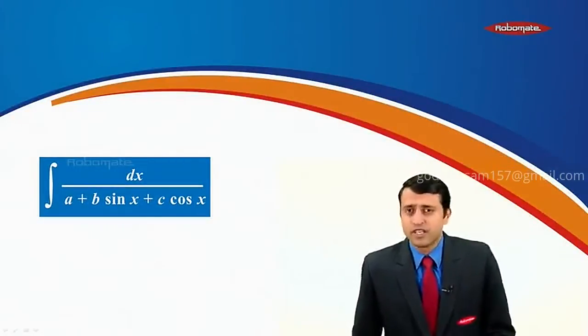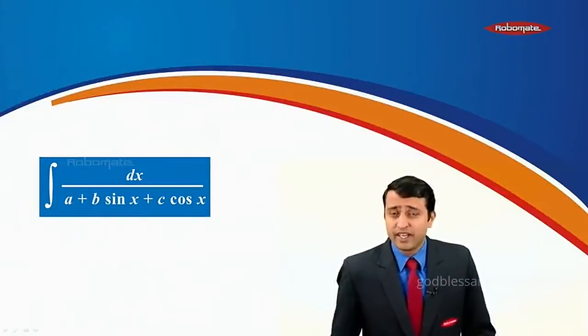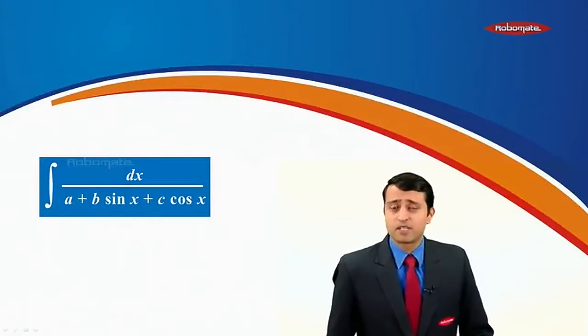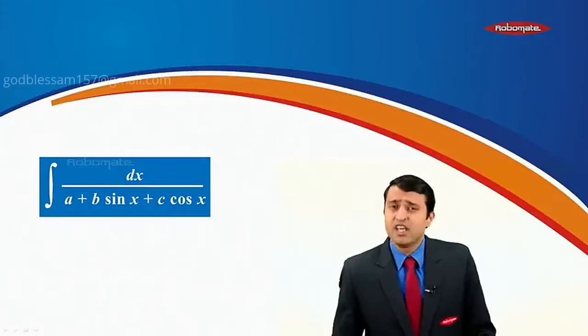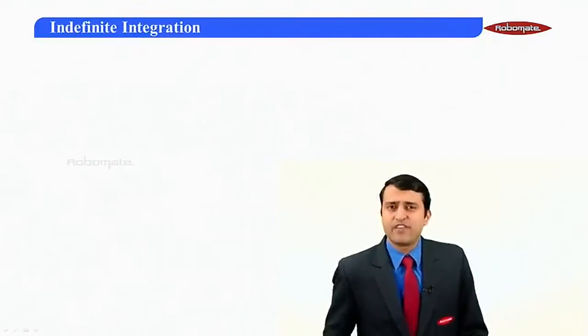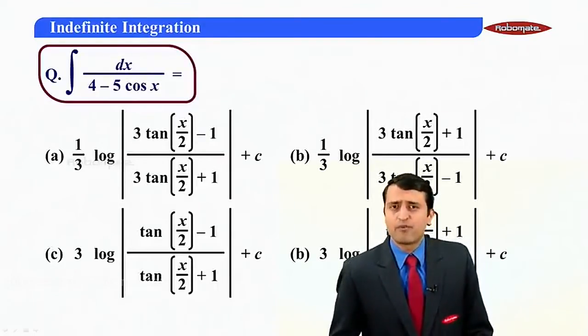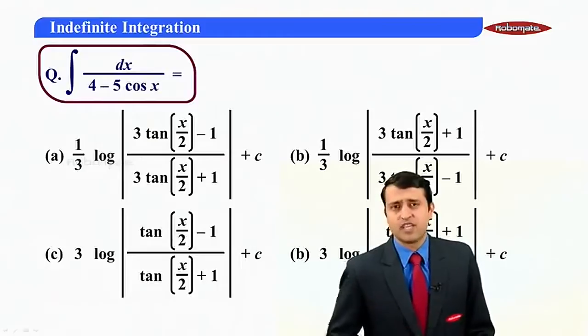Hello my students. In the earlier module we saw the shortcut methods for integrating the type 1 upon a plus b sin x plus c cos x. In this module we will apply the same to some more sums. Let us take the very first example. The question says integral of 1 upon 4 minus 5 cos x dx.